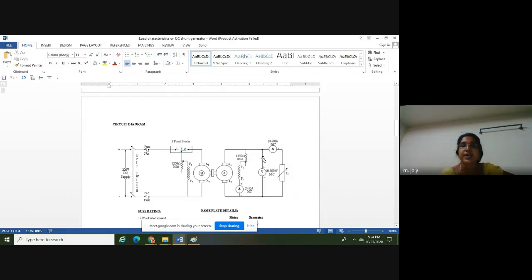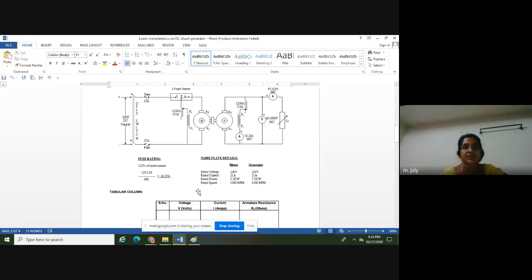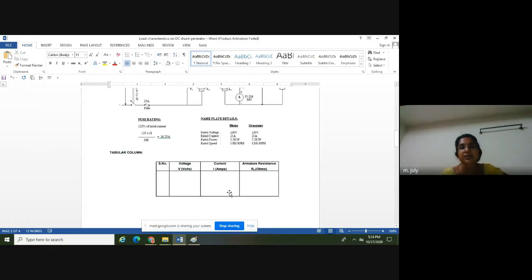What is extra? Extra means this is an ammeter and here we will be having a load. So the load we will be using is a lamp load. So what are the types of loads? Loads will be having lamp load, inductive load and capacitive load. But here lamp load or resistive load we will be using. So these are the tabular column for that.